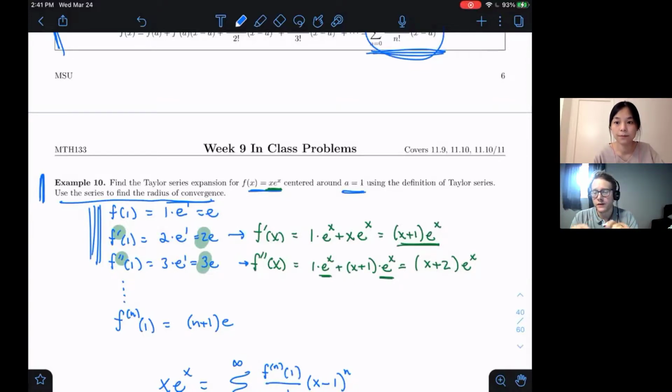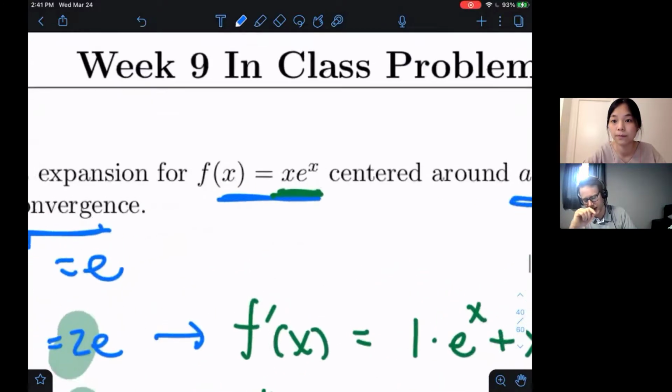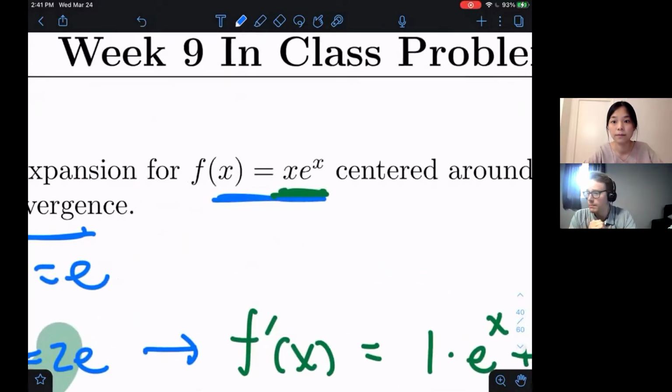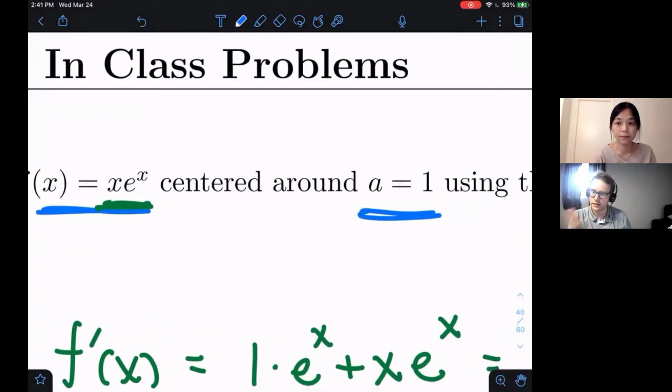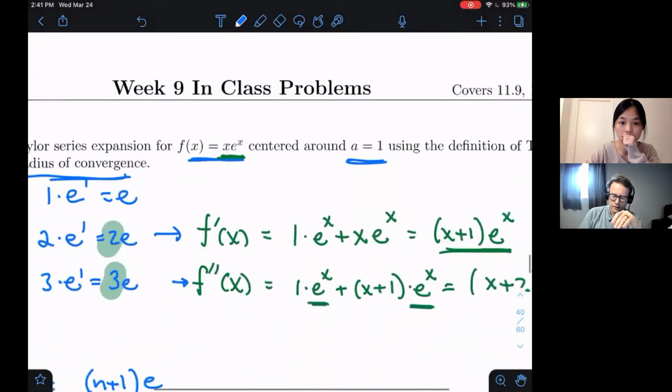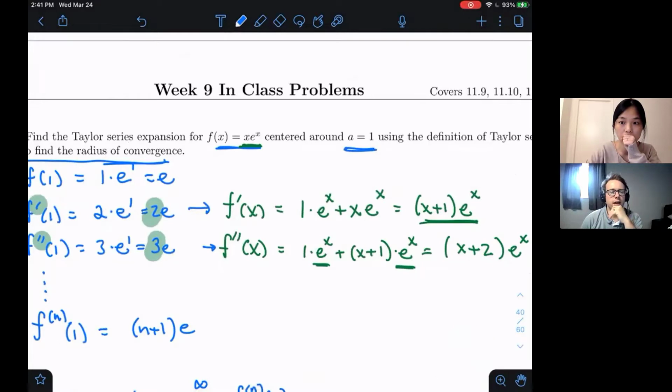In particular, if I was interested in approximating x e to the x at like 1.1, that 1.1 is considerably closer to 1 than it is to 0. So I'm going to get a much better approximation by using the power series centered at 1 to approximate at 1.1, rather than using the power series centered at 0. That one's far enough away that you're going to get a significantly worse approximation.